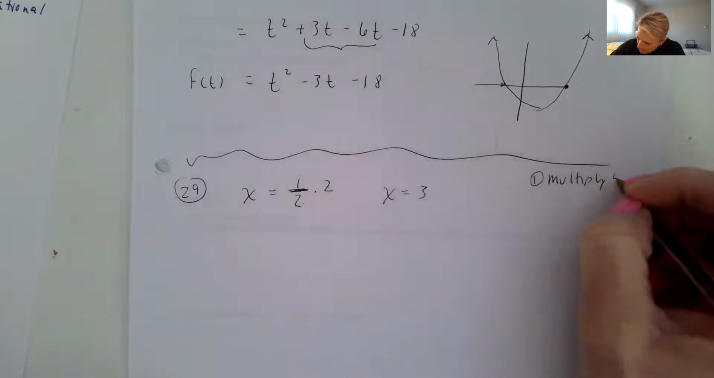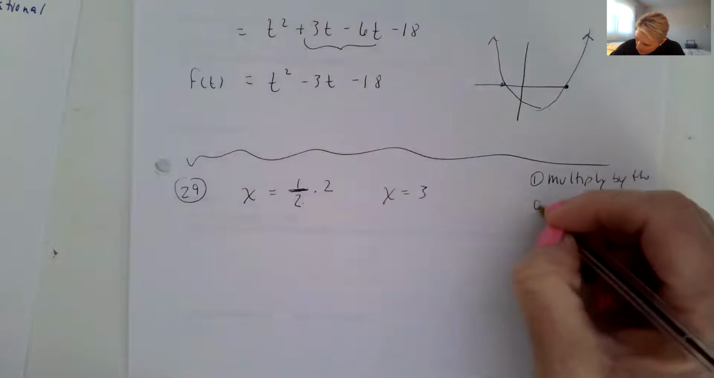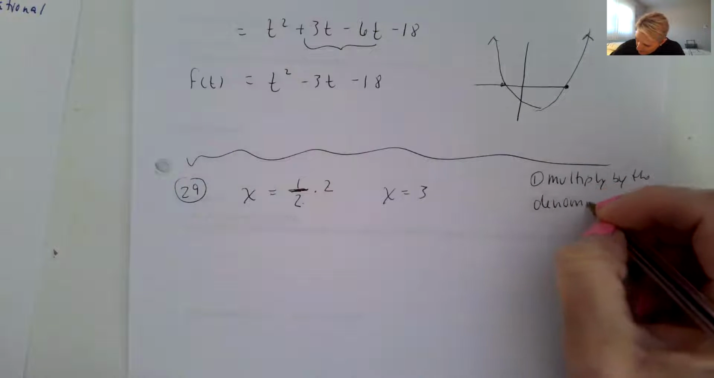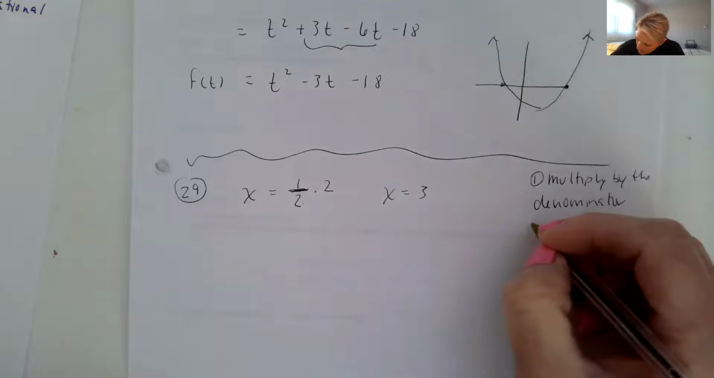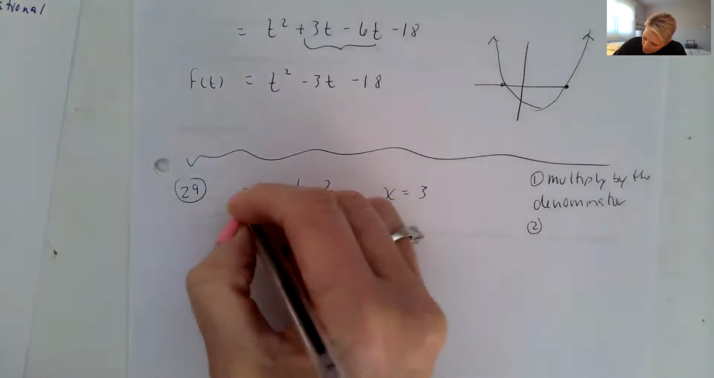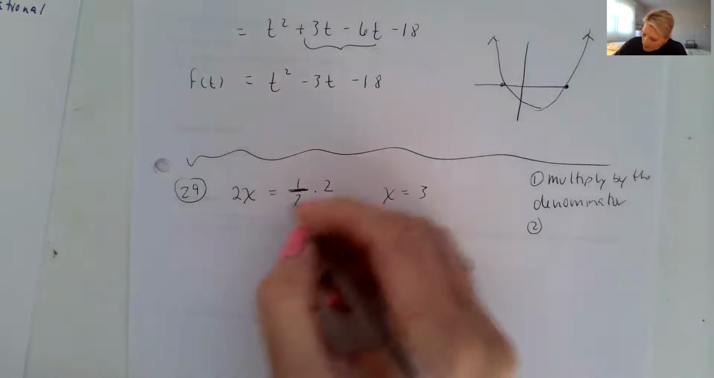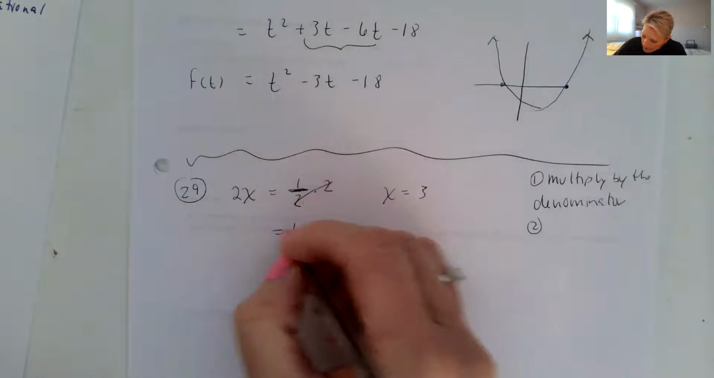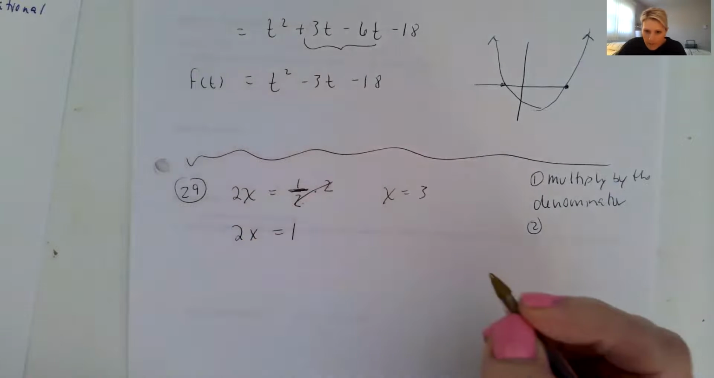Multiply by the denominator first. So that's going to be multiplying both sides by 2. So the 2 cancels on the right, which is what we want. We have 2x equals 1.